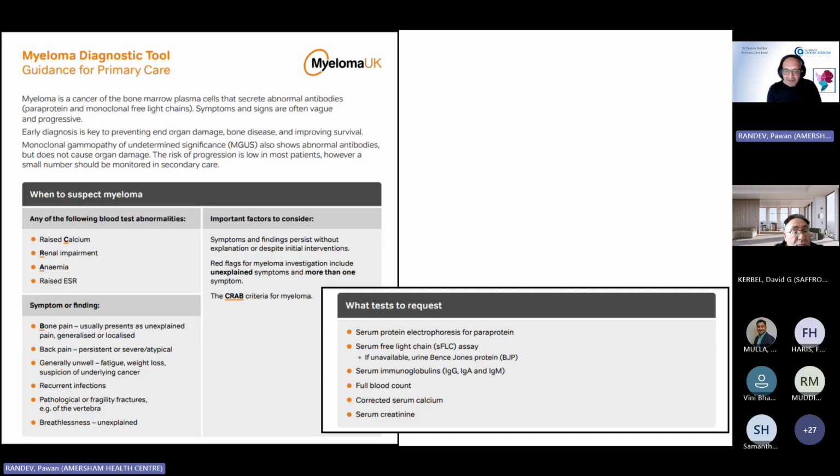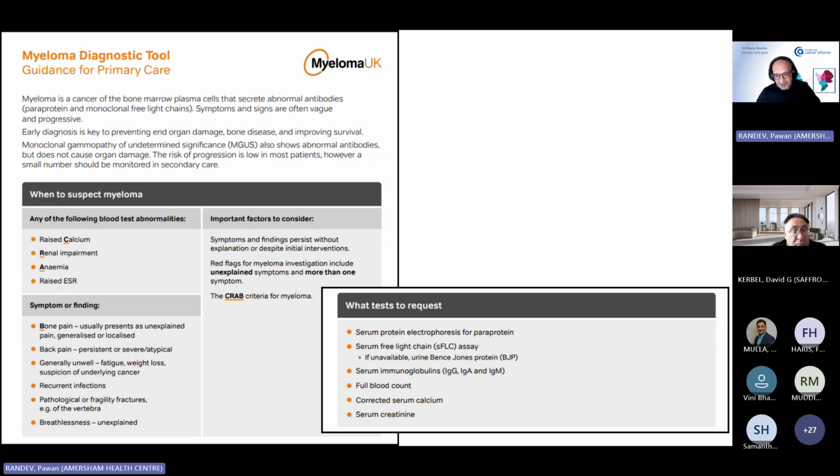So if you do start to think along those lines, what should you request? And the key thing, as well as the full blood count, calcium, and renal function, the key thing is serum protein electrophoresis. And at the same time, requesting something called the serum free light chain.